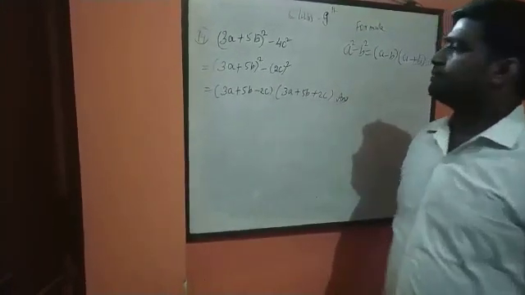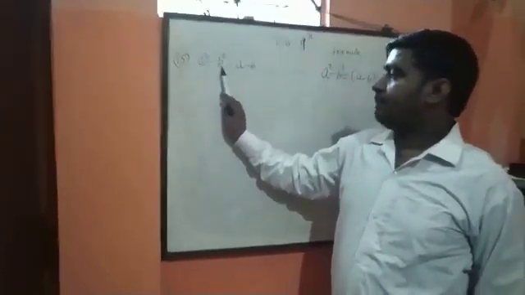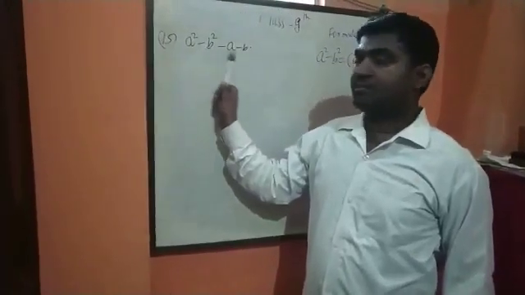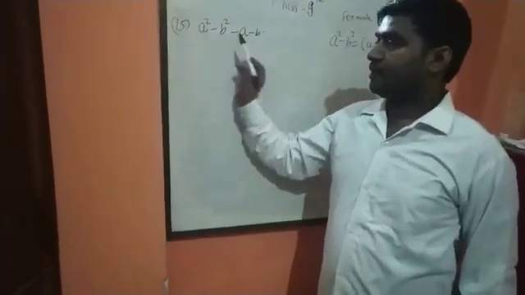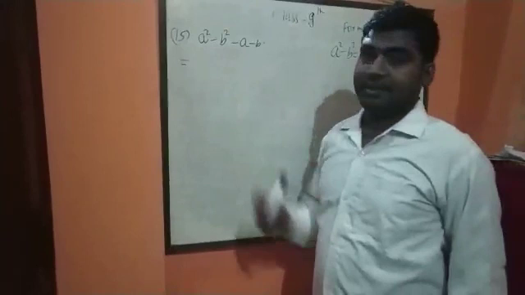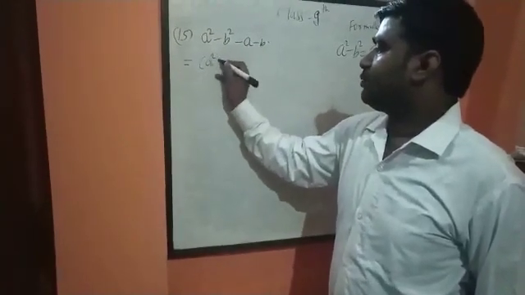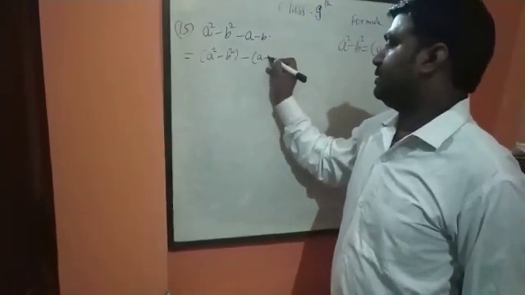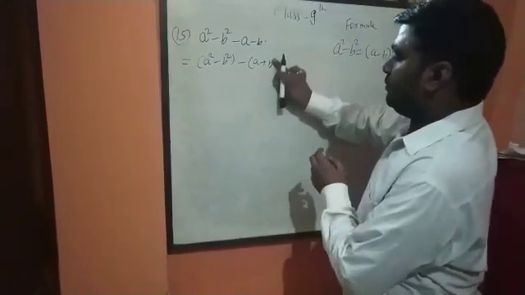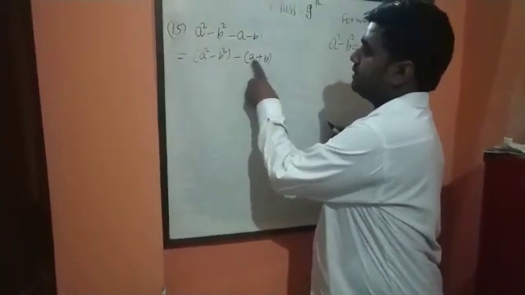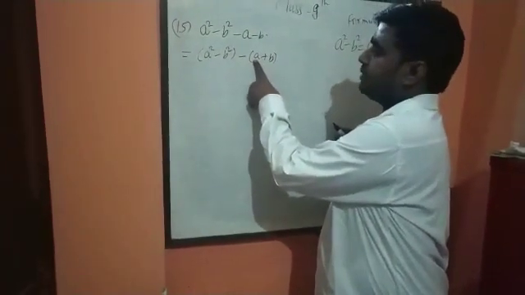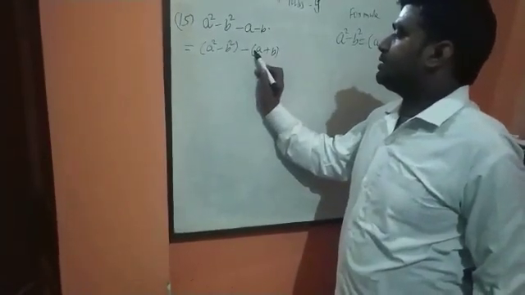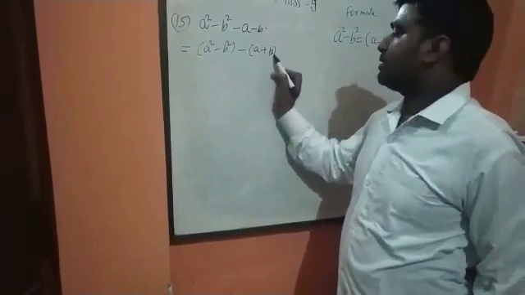This is your required factorization. Factorize a square minus b square minus a minus b. Here we see that there are 4 terms. First of all, we write in this form: a square minus b square, and in one bracket minus a plus b. Whenever we take minus as common, then the sign of this variable and this variable must be changed. Before, the sign of a is minus, so it becomes plus. The sign of b is minus, so it becomes plus.